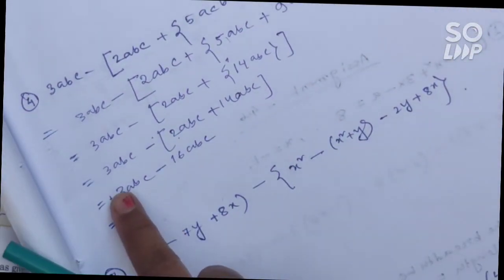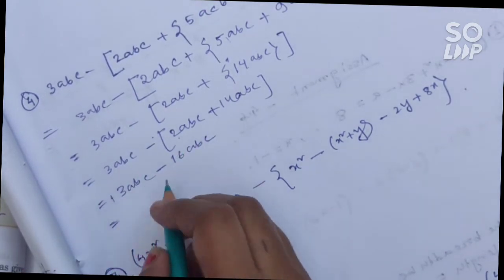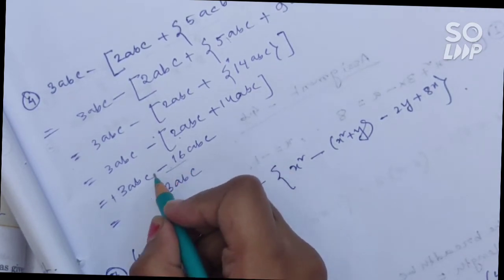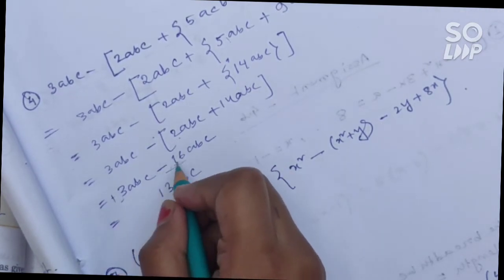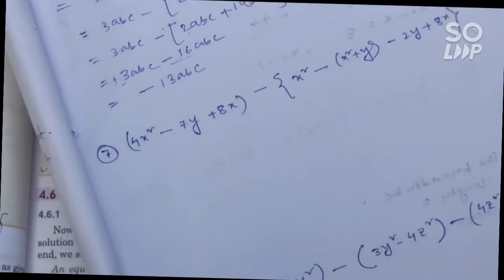So here one is positive, another is negative. Plus minus is subtraction. So if you subtract 3 from 16, you will get 13abc. But 16 is greater than 3 and before 16 there is a minus, so the answer will be negative. Minus 13abc. This will be the answer. Okay.